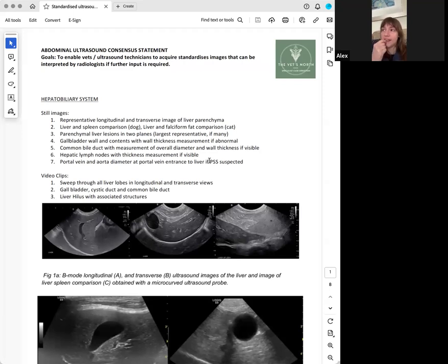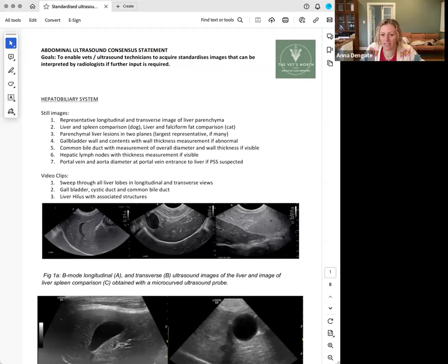Assessing echogenicity, I assess it with the spleen in dogs, the falciform ligament in cats, but also the portal vasculature in the liver is very hyperechoic. So I compare the echogenicity of the parenchyma to the portal vasculature and how obvious are those borders of the portal veins. Can everyone see my pointer on this screen?